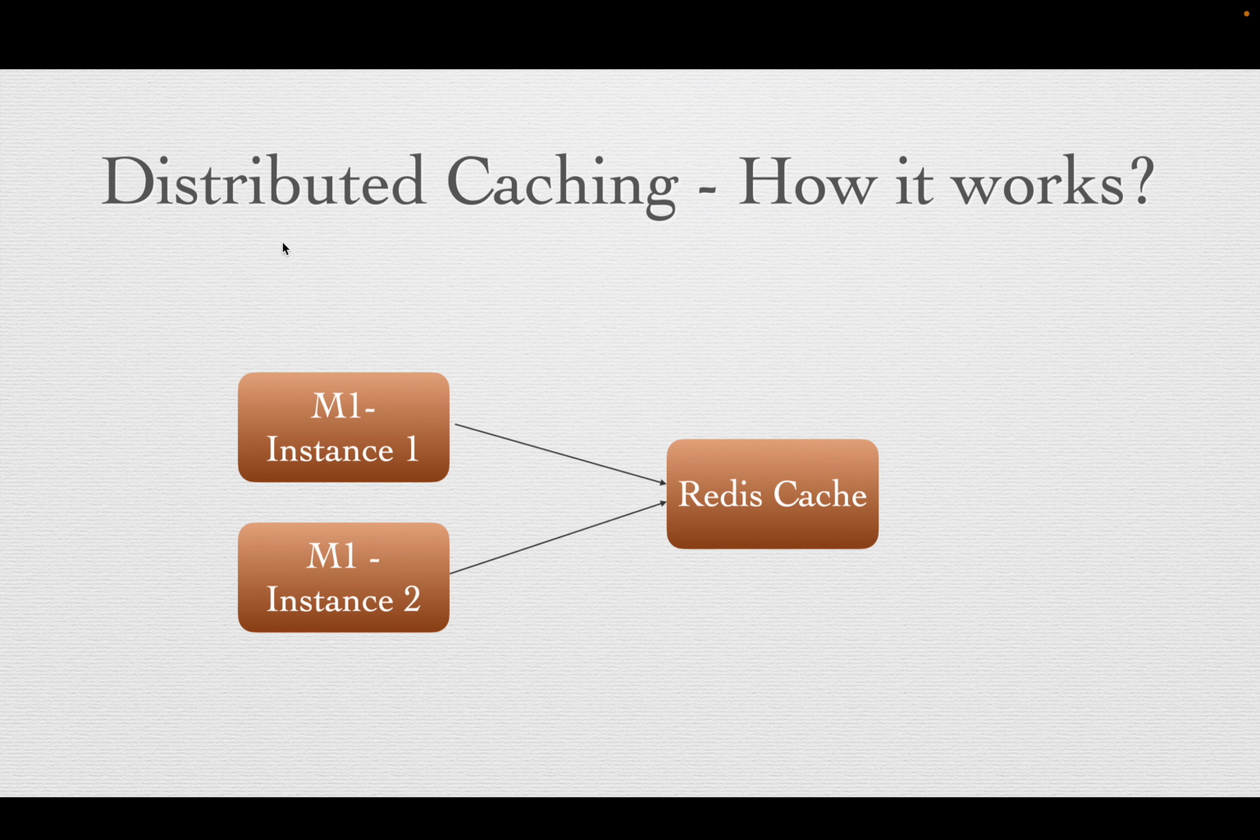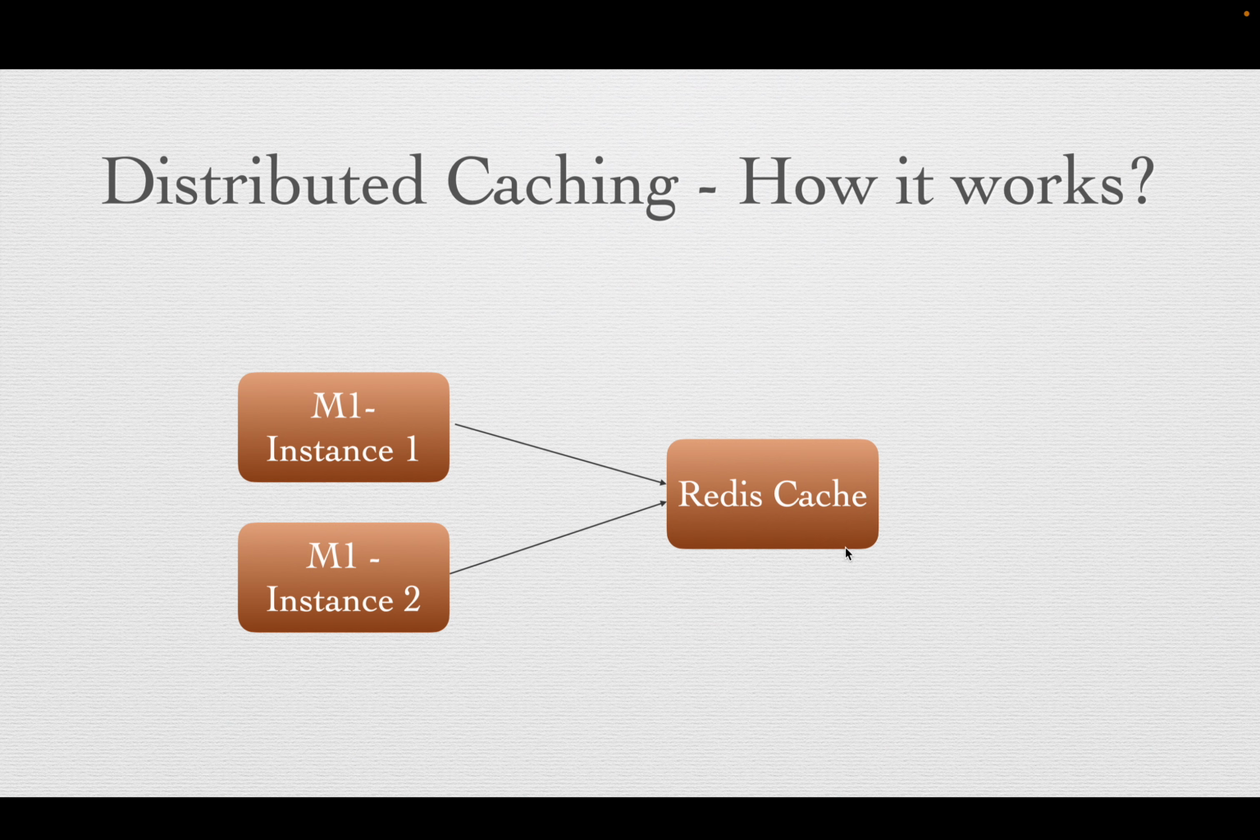So what is distributed caching? Even though I have multiple instances of my application running, all those instances will point to a single cache. And who is supporting that? There are multiple vendors doing distributed caching, but Redis cache is super effective, and most of the production applications are using Redis.